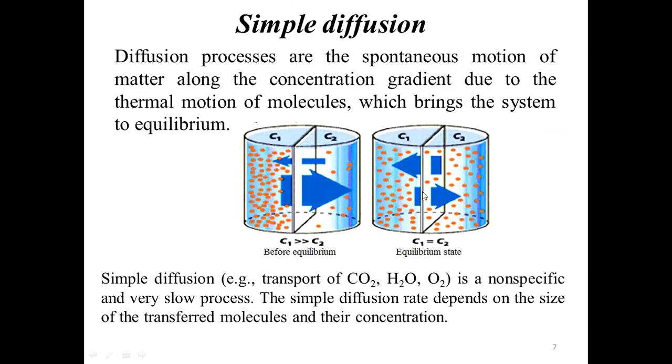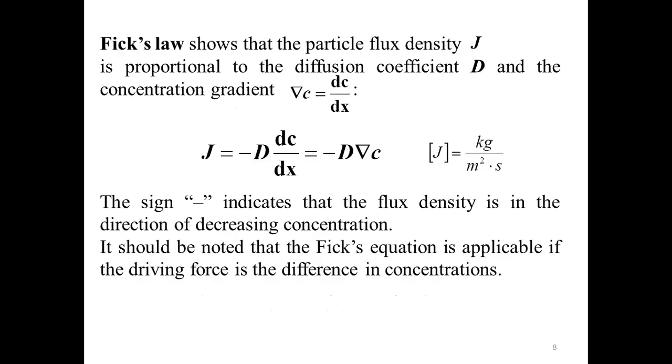Simple diffusion is a non-specific and very slow process, and it really depends on the size of transferred molecules and their concentration. To describe simple diffusion, we can use Fick's law, which shows that the particle flow density J is proportional to the diffusion coefficient D and the concentration gradient ∇C, which gives us the derivative of concentration by distance. And here you have such a formula. The minus sign indicates that the flux density is in the direction of decreasing concentration.